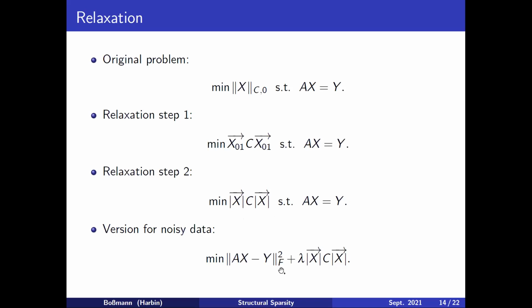And then, as said before, in the noisy case, we take the Frobenius norm here of the residual instead of forcing the exact constraint. So after this relaxation, we end up with this problem here, but we're still not done, because even this one is quite hard to handle.